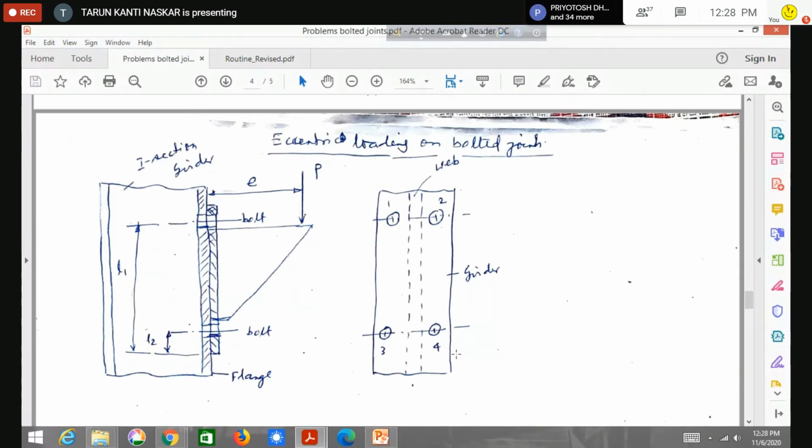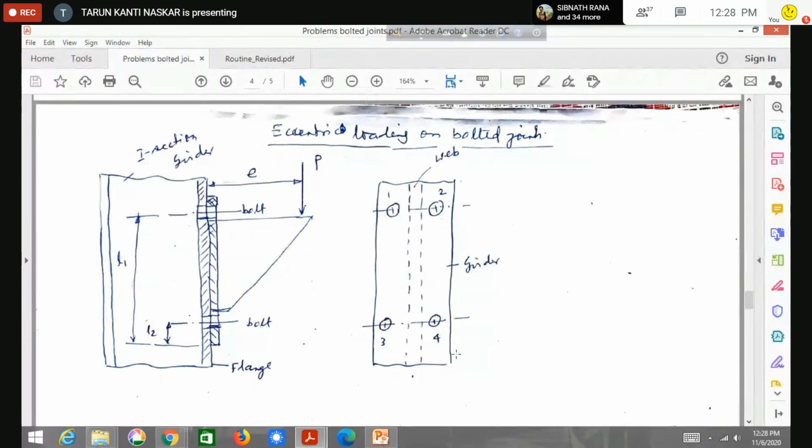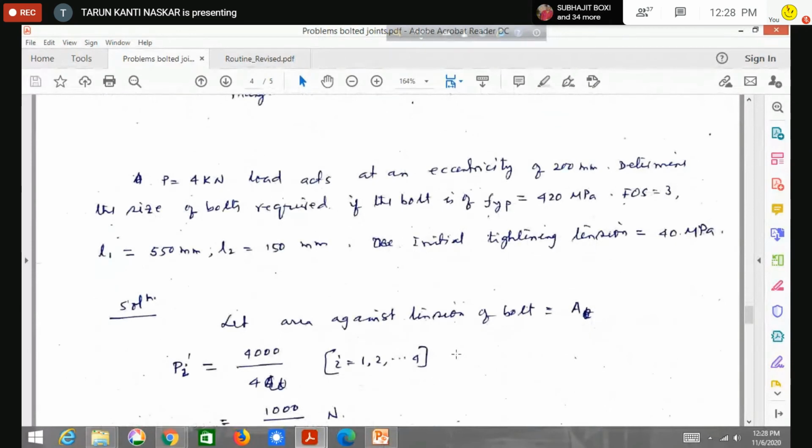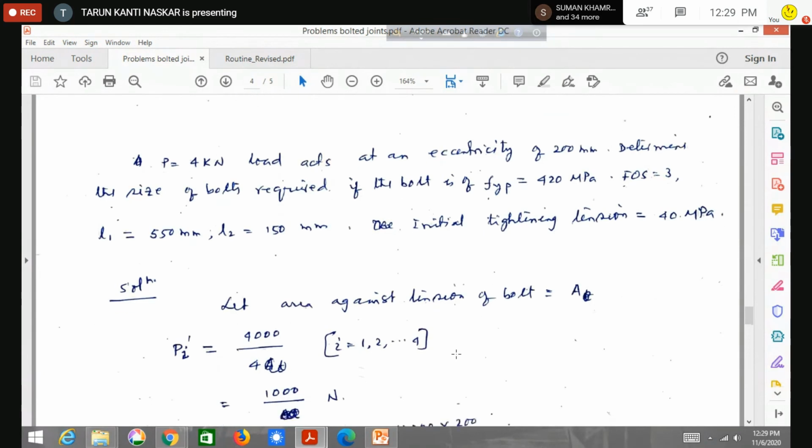So this is an I section girder and there is a bracket. E is there. That is the load, the eccentric load. Eccentricity is E. Then there are two dimensions L1, L2, etc. And the two views are there. Now the problem is like this. A load equal to 4 kilonewton acts at an eccentricity of 200 millimeter. Determine the size of bolts required.